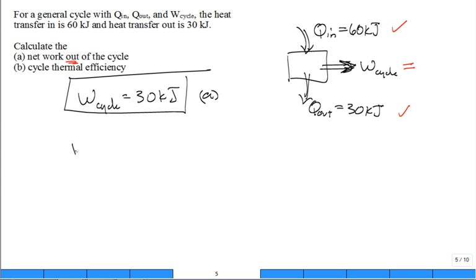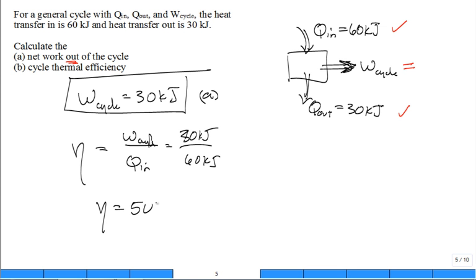answer to part A. Then the thermal efficiency, Greek letter eta, is equal to the ratio of the work of the cycle that you wanted divided by the Q in, which is 30 kilojoules divided by 60 kilojoules. So eta is 50%, or eta is 1/2, or eta is 0.5. Those are all acceptable.